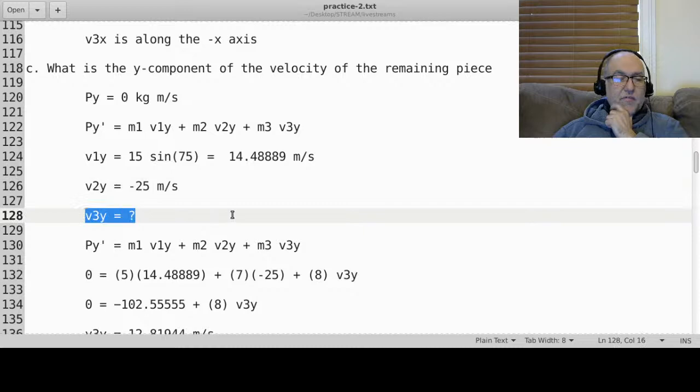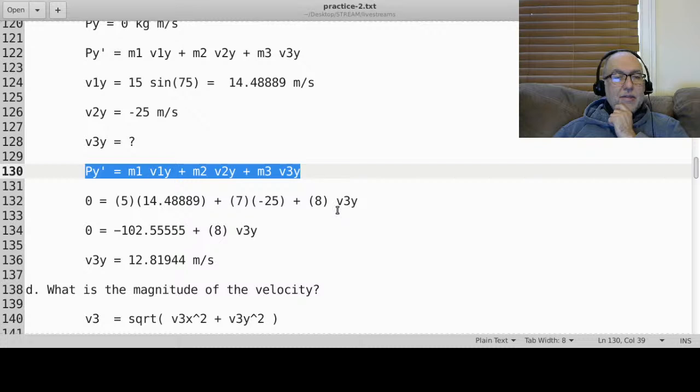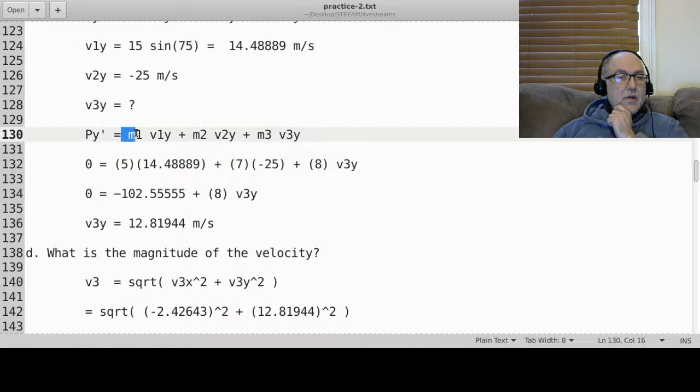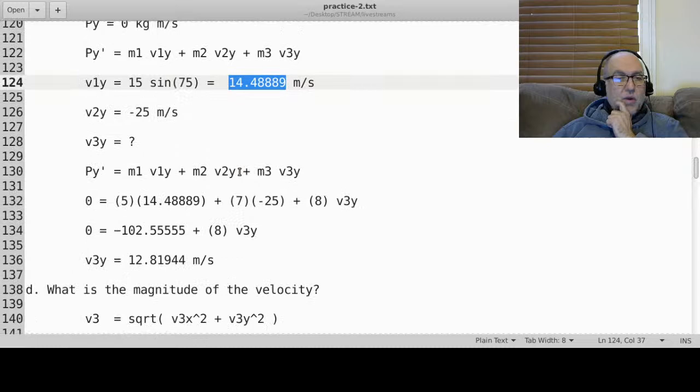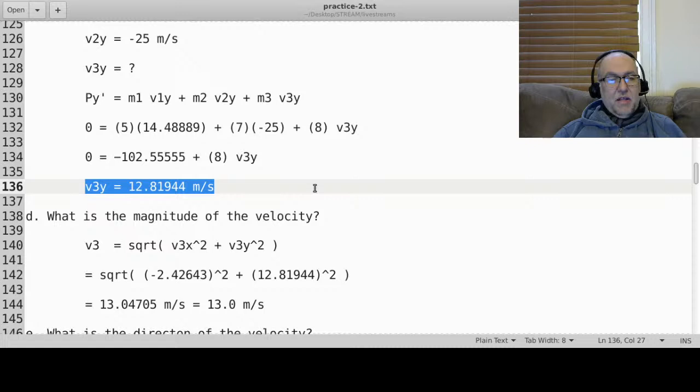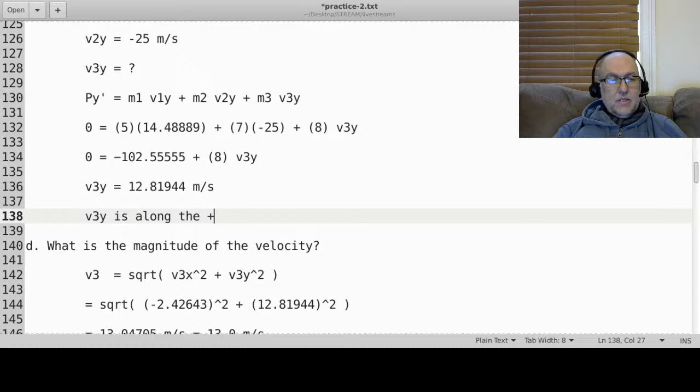All right, so starting from that expression there for the momentum after the collision, it's still zero. M1 is 5, V1y, we just calculated that, it's 14.48889. And then M2 is 7, V2y is negative 25, M3 is 8, and we're solving for that right there. So again, this is easy to work out, and it turns out that V3y is 12.819442. And here I could just say V3y is along the positive y-axis.